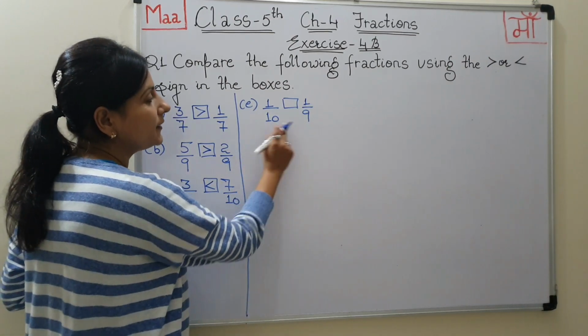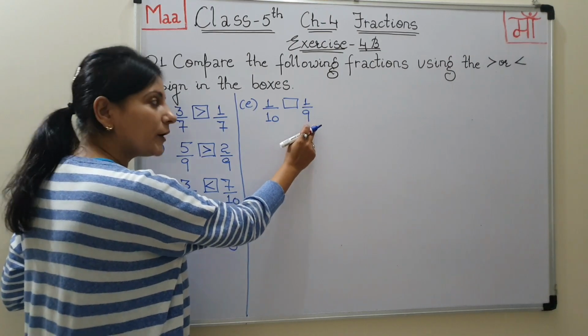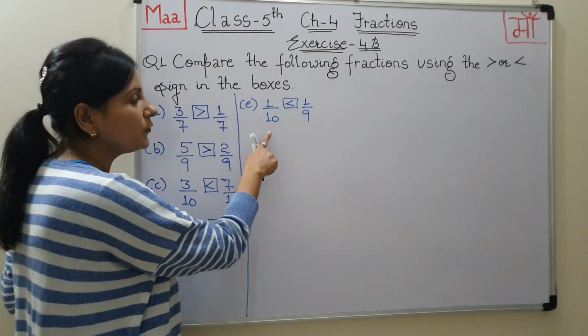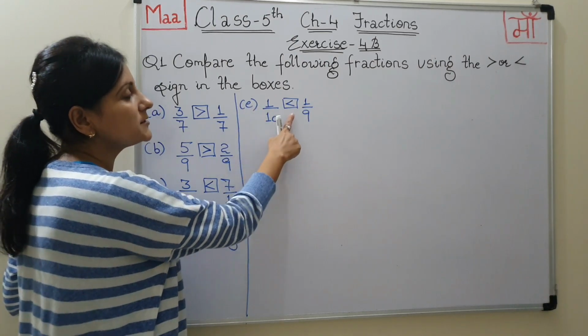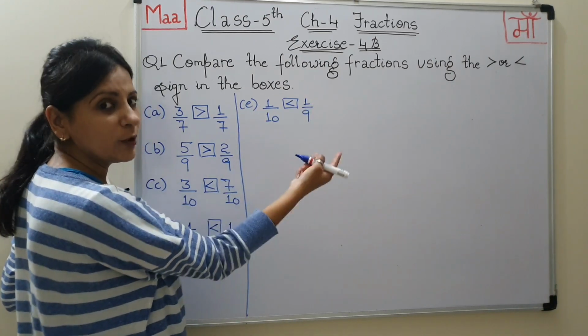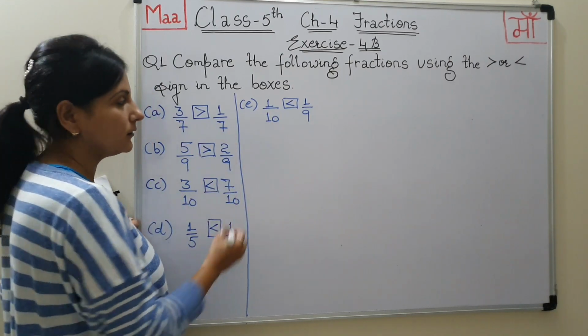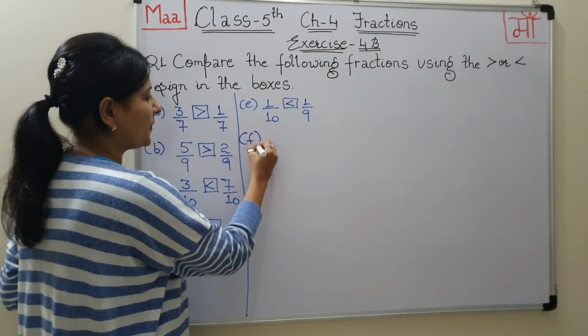Okay, so from 10 and 9, smaller is 9. So right now this 9 will be greater than 10. So how will you read it? 1 upon 10 is smaller than 1 upon 9, or you can say 1 upon 9 is greater than 1 upon 10.